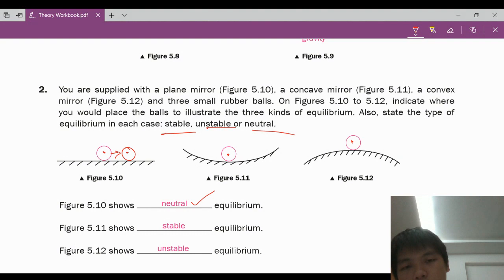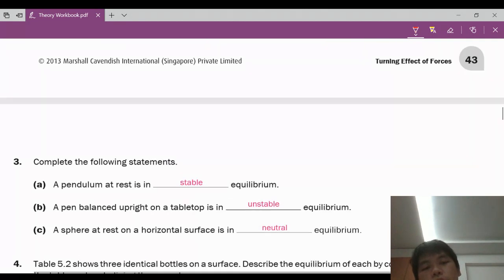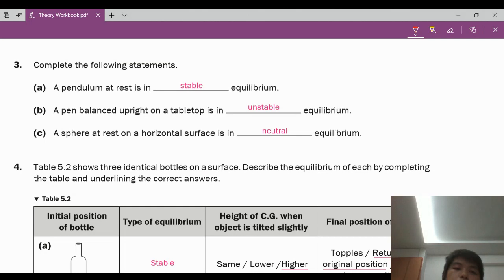Now how about this? If I give it a slight push, now the ball is here. Originally the center of gravity is at this height. Now your center of gravity is higher. So the center of gravity rises, and it should come back. So this is stable. Let's look at the last one. If I give it a push, it should come here. Center of gravity originally is here, now it's here. Center of gravity is lower. So when the center of gravity drops, it keeps dropping. It is unstable. So we look at the height of the center of gravity to determine whether it's stable, unstable, or neutral.